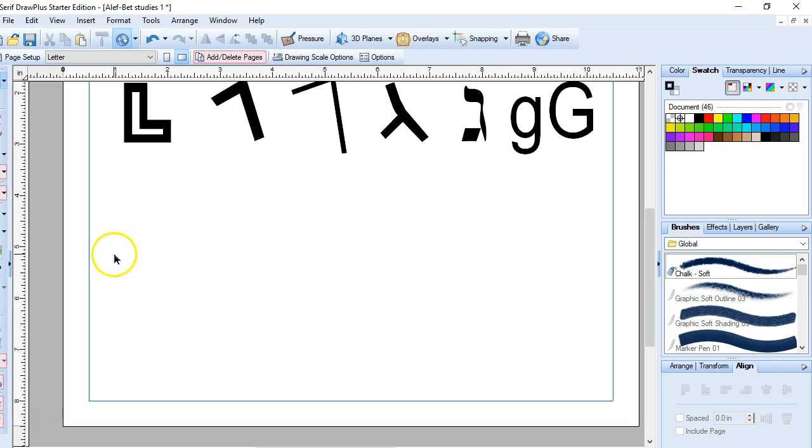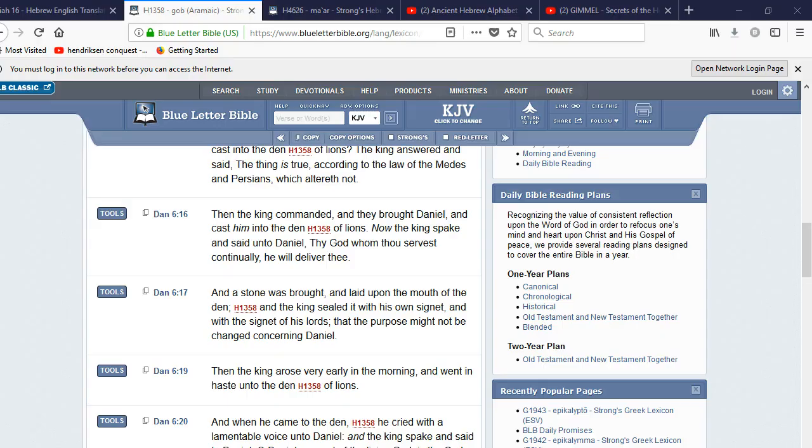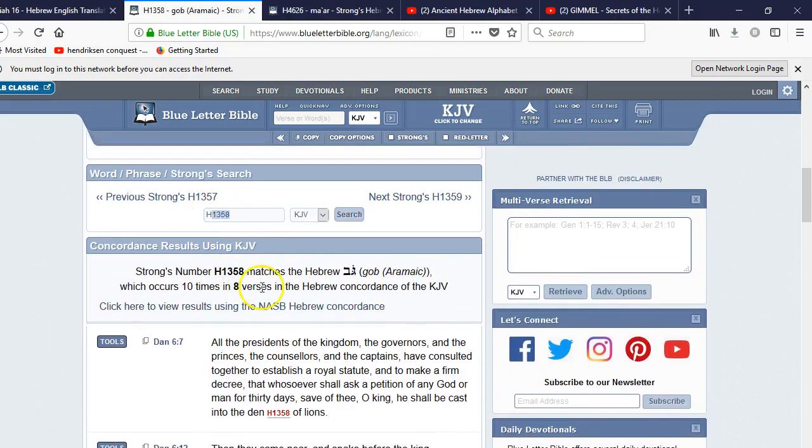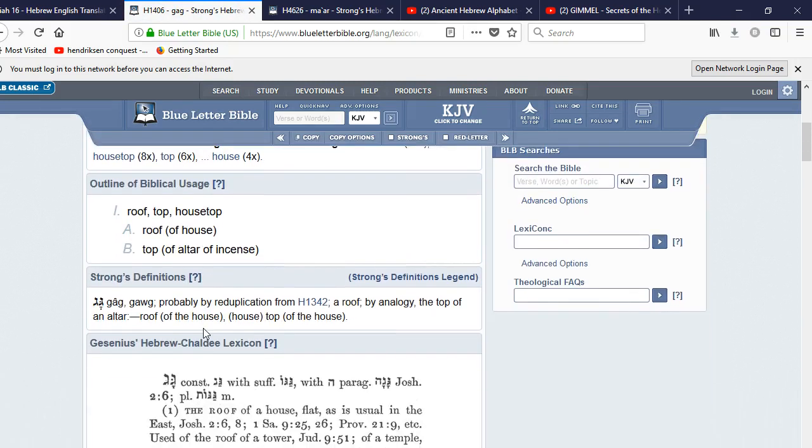Now, we have words like gad, which is G and D, which oftentimes can be used as troop or fortune and troop. And there's a lot of variations of that as well. The one I'm going to get to that I find to be the most interesting is anytime one of these characters doubles up, I pay close attention. So here we've got two G's together. Those two G's together are coded as H1406. I'm going to go real quickly to H1406. Search. There it is. Gag. So it's two of them. What exactly could that be? It says roof, top, or housetop. And everybody knows if and when you think of 2 feet, you're always going to think of a rooftop.